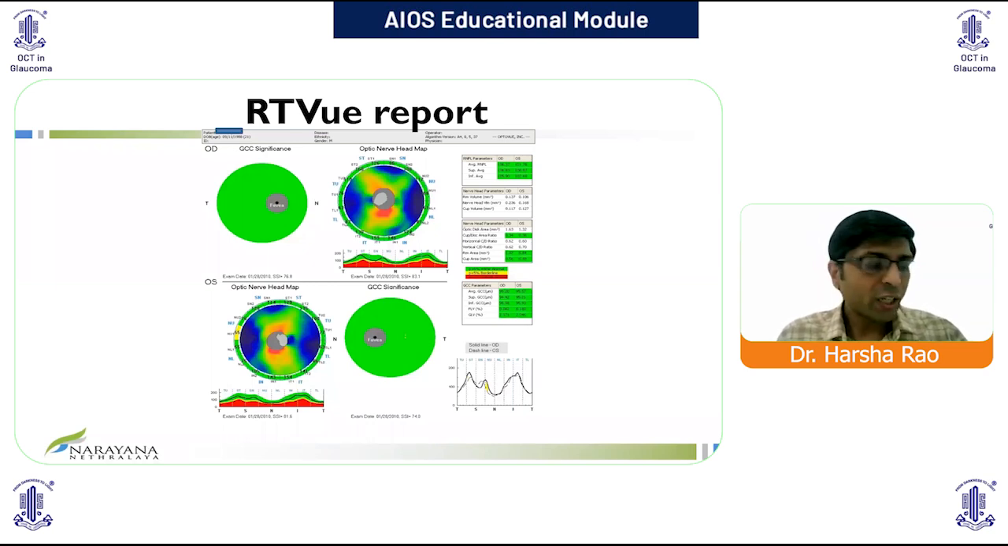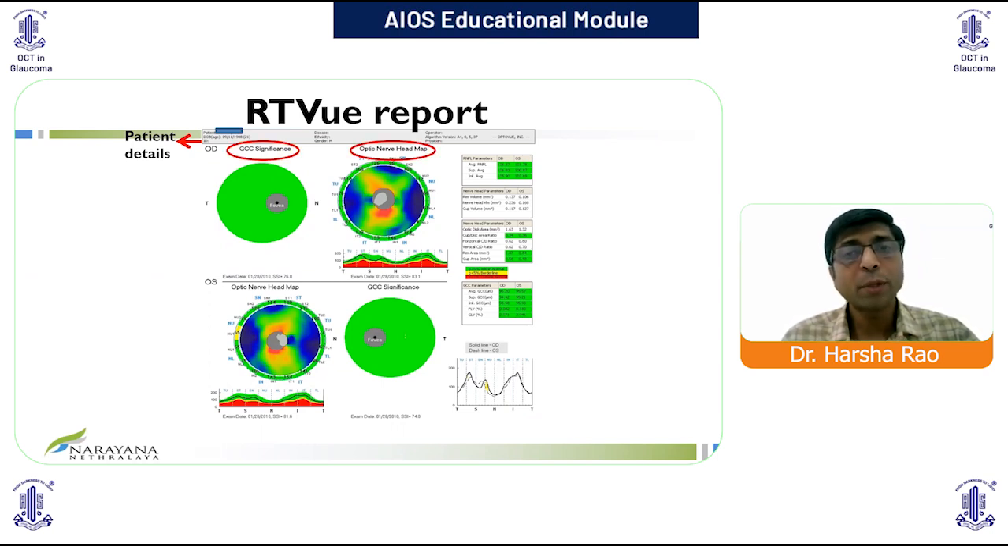Now we'll quickly look at two other commonly used OCT machines. One is the RTVue or the Avanti. The report of the RTVue looks slightly different. However, the interpretation is very similar to what we did now. First is the region of patient details. Look for age, date of birth here, if it is mentioned right. Then we have two maps, the optic nerve head map, which gives the optic nerve head and the RNFL thickness measurements, and the GCC map.